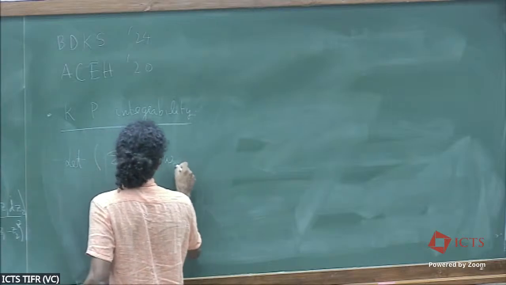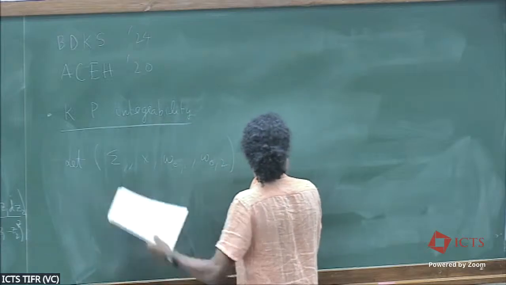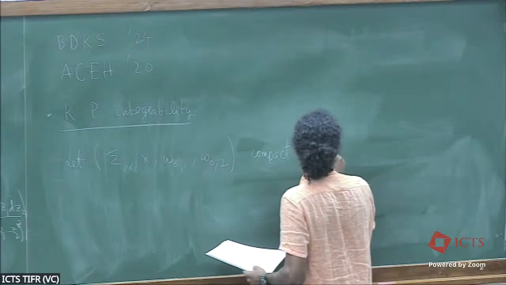So, let me take some spectral curve. I just ask that it's compact. So sigma is compact, proper, genus 0.